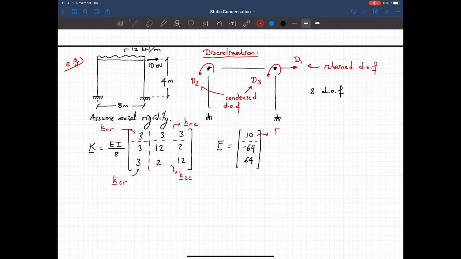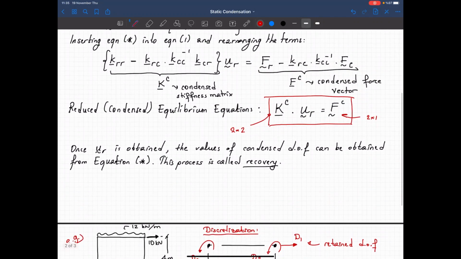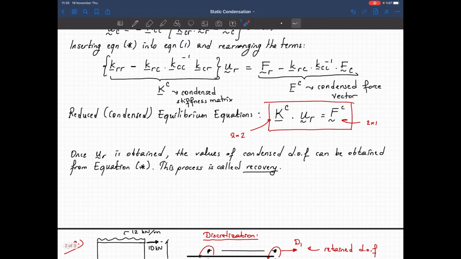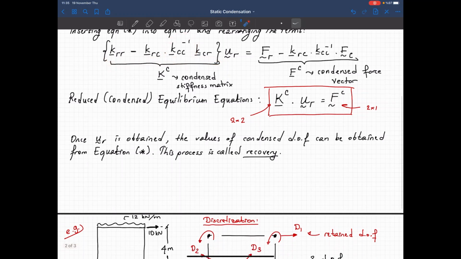This one is FR and this one is FC. Okay. Now let's take a look at this equation one more time. This will give me my new stiffness matrix and I have to calculate Kcc inverse.